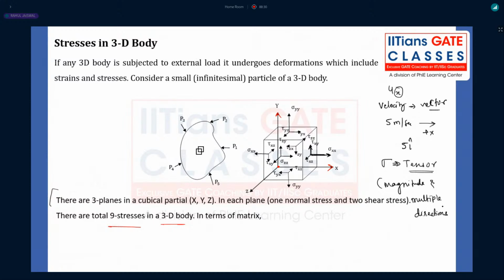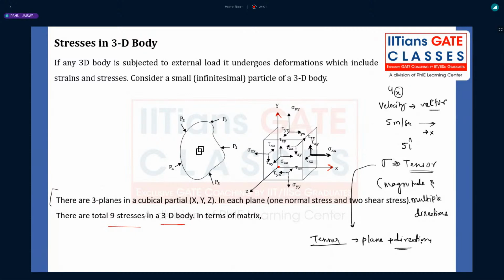Yes or no? Tensor means what? If we know only the directions, will it be sufficient enough to tell about the stress? No, right? So for a tensor you can write: one plane plus direction. Both will be required. Getting my point? We need to tell on which plane it is acting, and in which direction it is acting. That's why it is a tensor quantity.